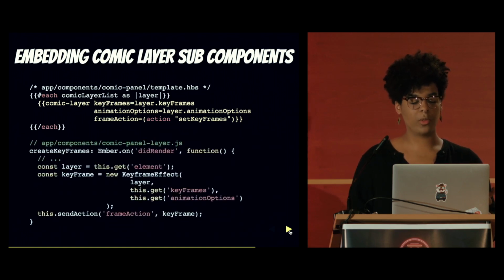So let's do that. Let's put the comic layers in there and say in each comic layer, anytime the layer is rendered, get the element instance and create the keyframe effect that is appended to this element instance, the comic layer. So we know this element should be animated with this certain configuration in the keyframe effect. And we send an action, which means a function call, that can manipulate the state of the parent component with this keyframe effect, so the parent component, the comic panel, has access to it for starting and stopping the animation.